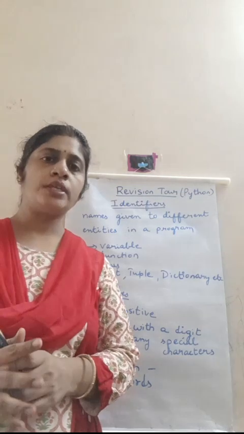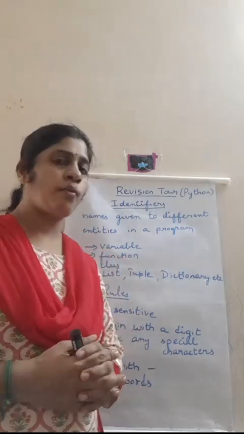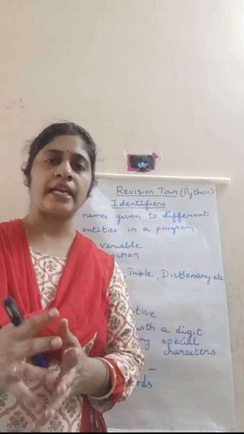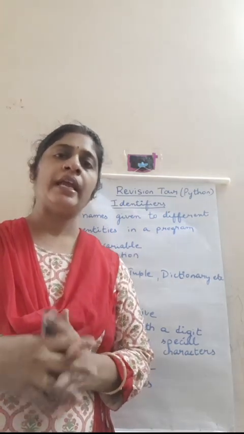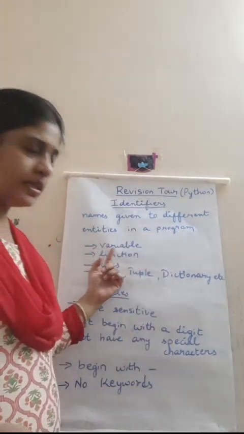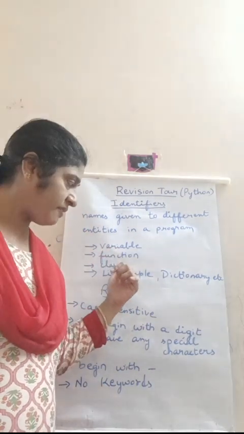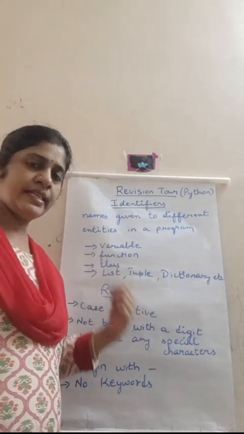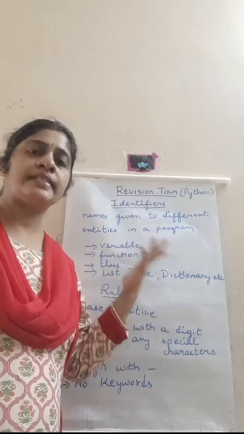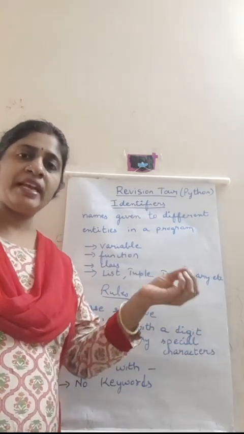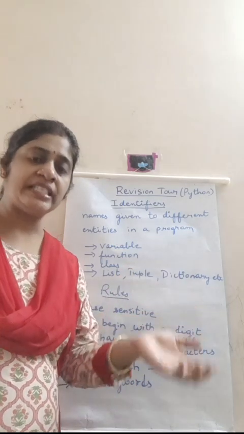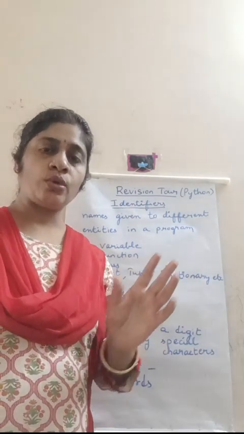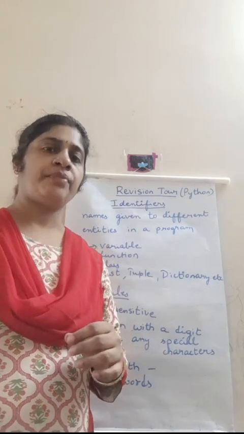Now let us see what are identifiers. Identifiers are the names given to different entities in a program. It can be a name of a variable, a name of a function, a name of a class, or a name of a list, a tuple, a dictionary, sets, etc. So when you are giving a name to a particular entity of a program, those names are called identifiers.